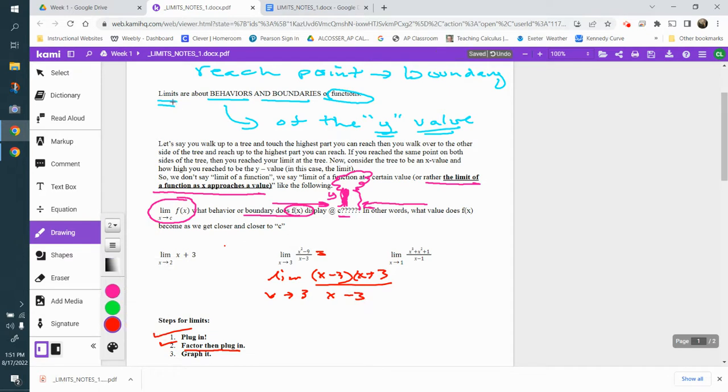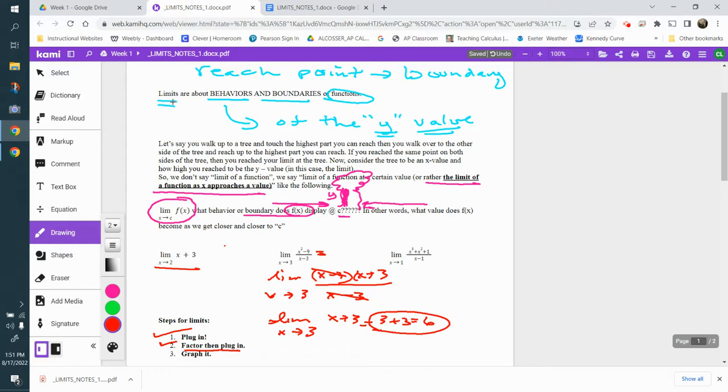Well, I can go, oh, look at that. Those cancel. And so now I get the limit as x approaches 3, and yes, you got to write it all the time, of x plus 3 equals my plug-in point, 3 plus 3, which is 6. So my limit is 6, okay? So step 2, if you can't plug it in, you're factoring and plugging it in, okay?